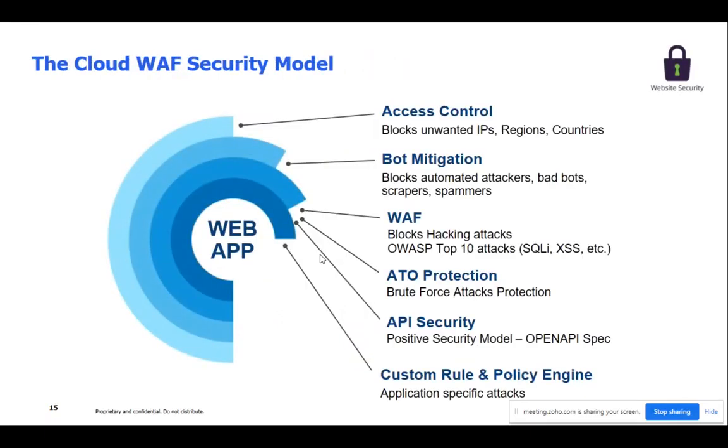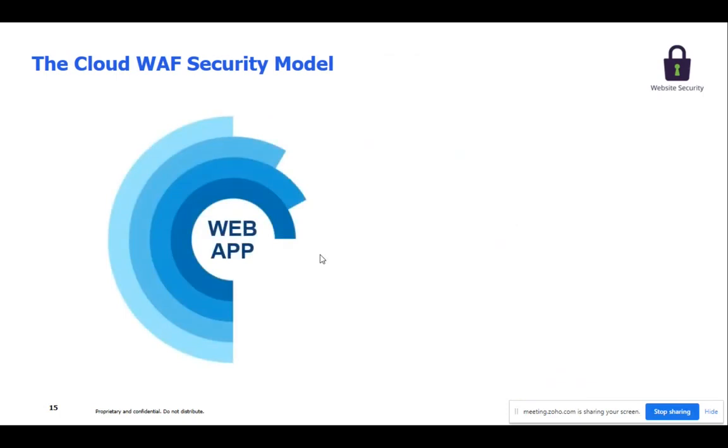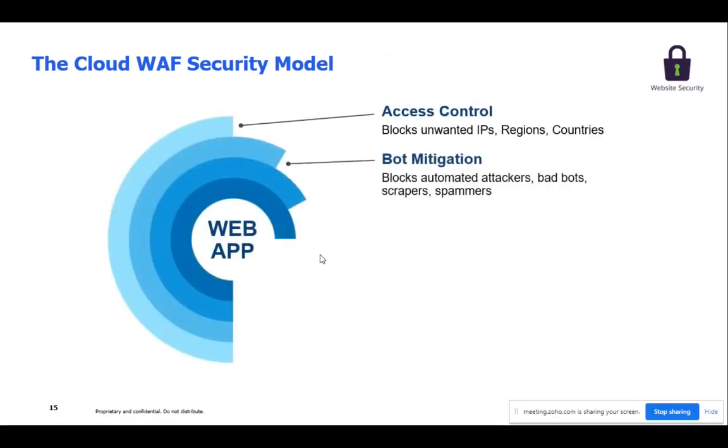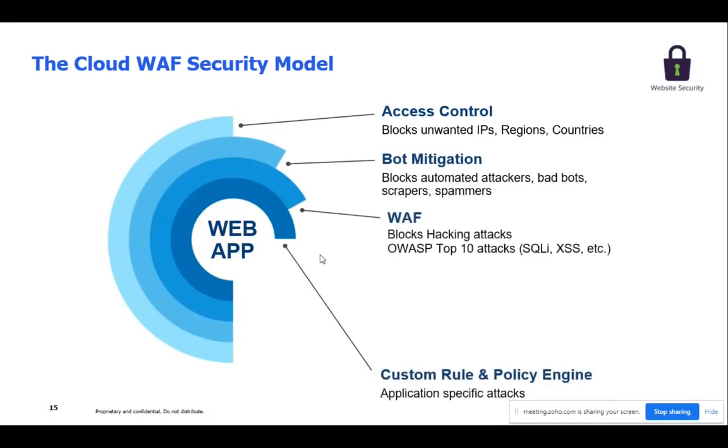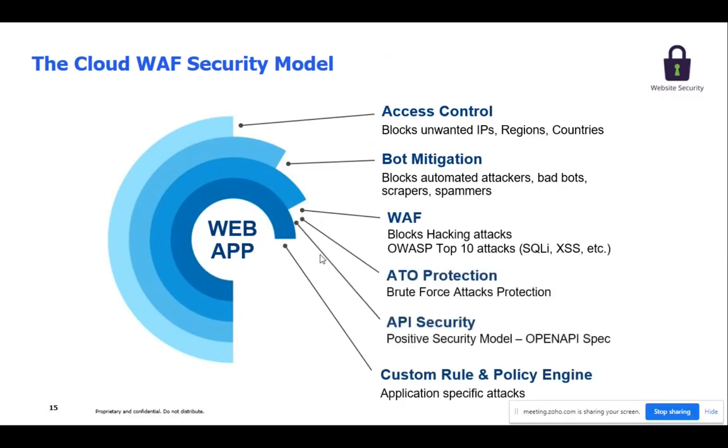So what we cover from the WAF module is access control, where we try to block any unwanted IPs, any traffic coming from a specific region or specific countries. We also provide bot mitigation to block any kind of attacks coming from bad bots, any kind of website scrapers, or any kind of spammers trying to access your applications from outside. It will be completely blocked.